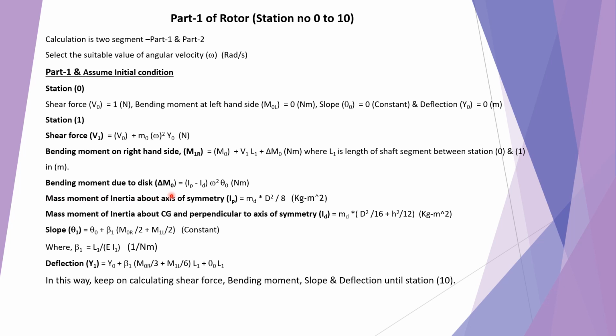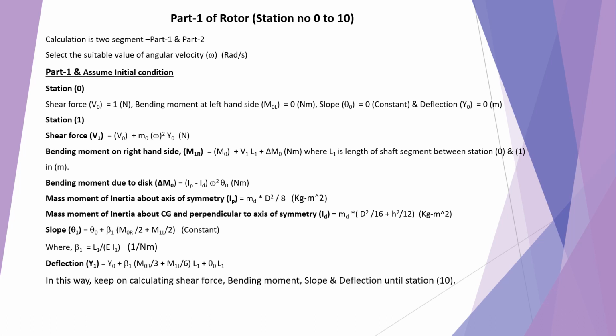Bending moment due to disk, delta M0, is equal to bracket start IP minus ID bracket close into omega square into theta 0. Mass moment of inertia about the axis of symmetry, IP, is equal to md into capital D square by 8 kg meter square, and mass moment of inertia of the disk about CG and perpendicular to the axis of symmetry, ID, is equal to md into bracket start D square upon 16 plus h square by 12 bracket close kg meter square.